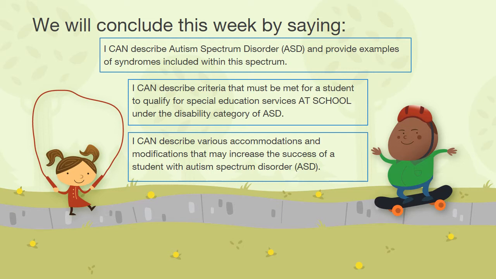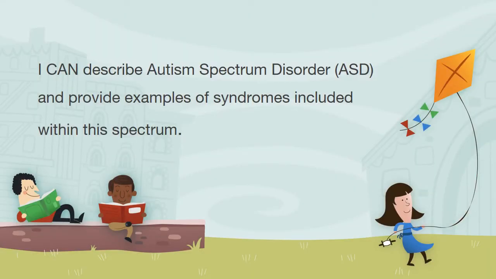So here's our 3 I cans. I can describe autism spectrum disorder and provide examples of syndromes included within this spectrum. I can describe criteria that must be met for a student to qualify for special education services at school under the disability category of ASD. And I can describe various accommodations and modifications that may increase the success of a student with autism spectrum disorder. So let's start with the first one.